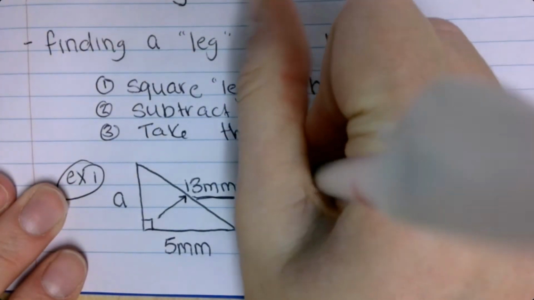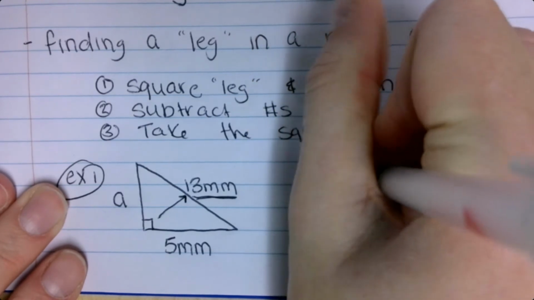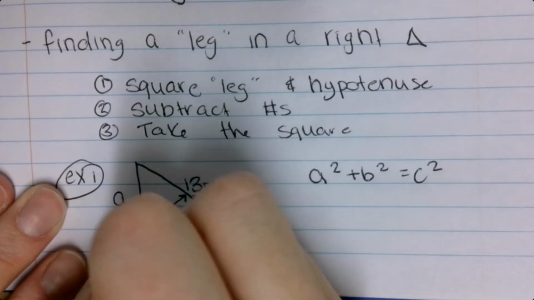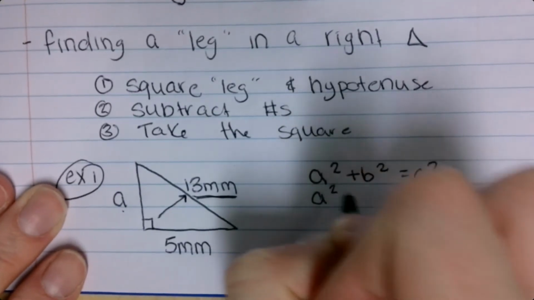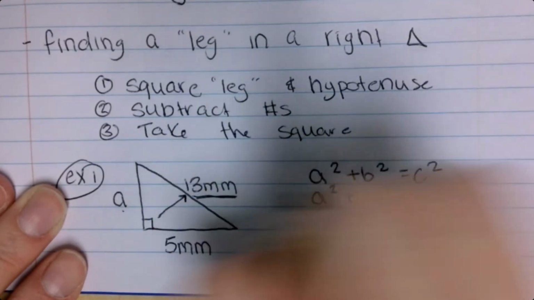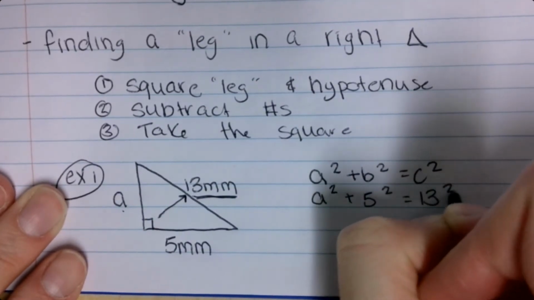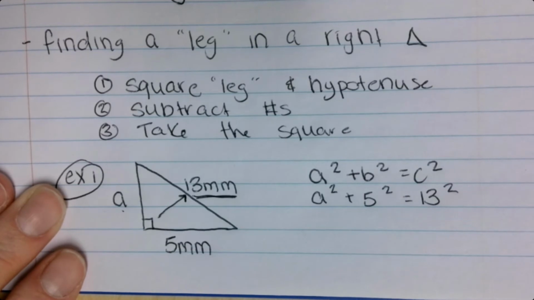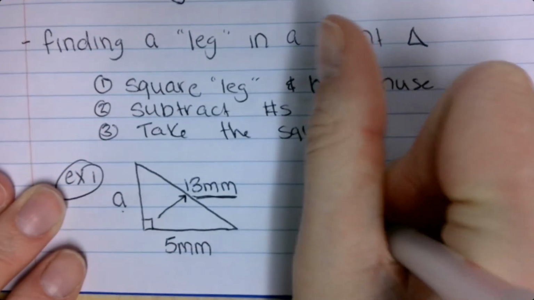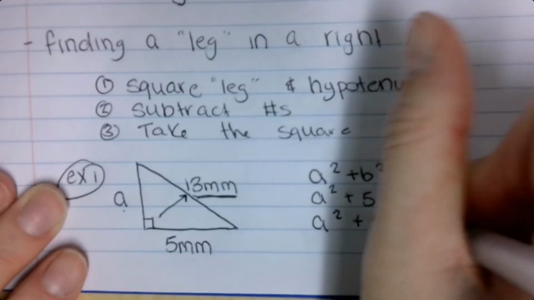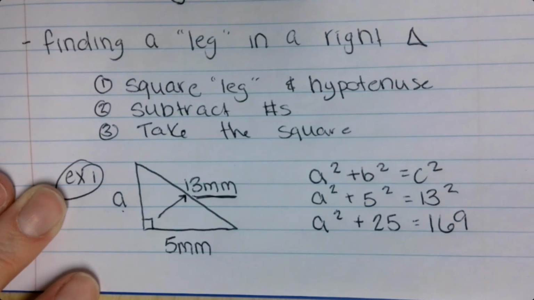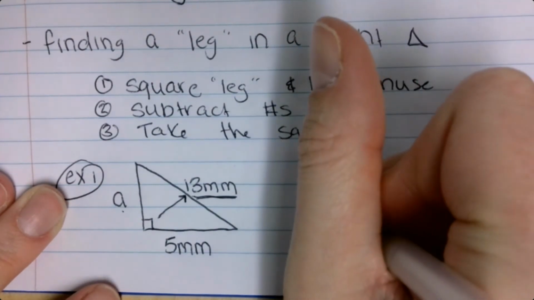So we are going to write our formula, A squared plus B squared equals C squared. A, we do not know. B is 5. And C is 13. Take our calculator, square both of these. So A squared stays. This is going to be 5 squared, which is 25. 13 squared is 169.